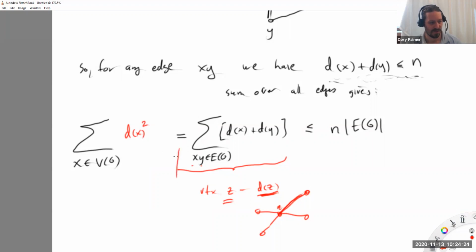So this is a cool equality. Summing the degrees on endpoints of an edge over all edges is the same as summing the squares of the degrees. Now this is a good thing to see because this at least reminds us of the handshaking lemma. The handshaking lemma says if you add the degrees, you get 2 times the number of edges, which would be good. But here I'm not adding the degrees, I'm adding the squares of the degrees, okay?